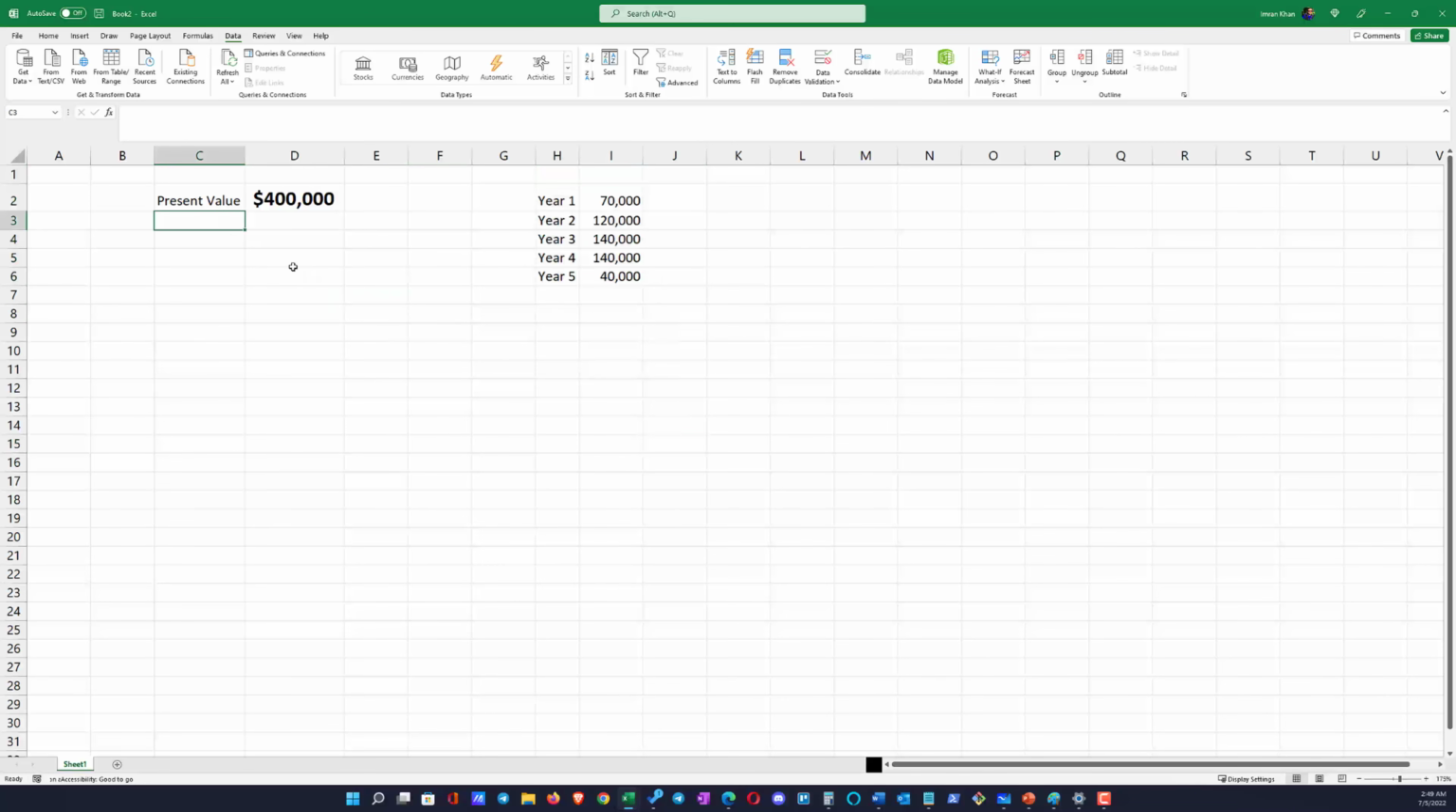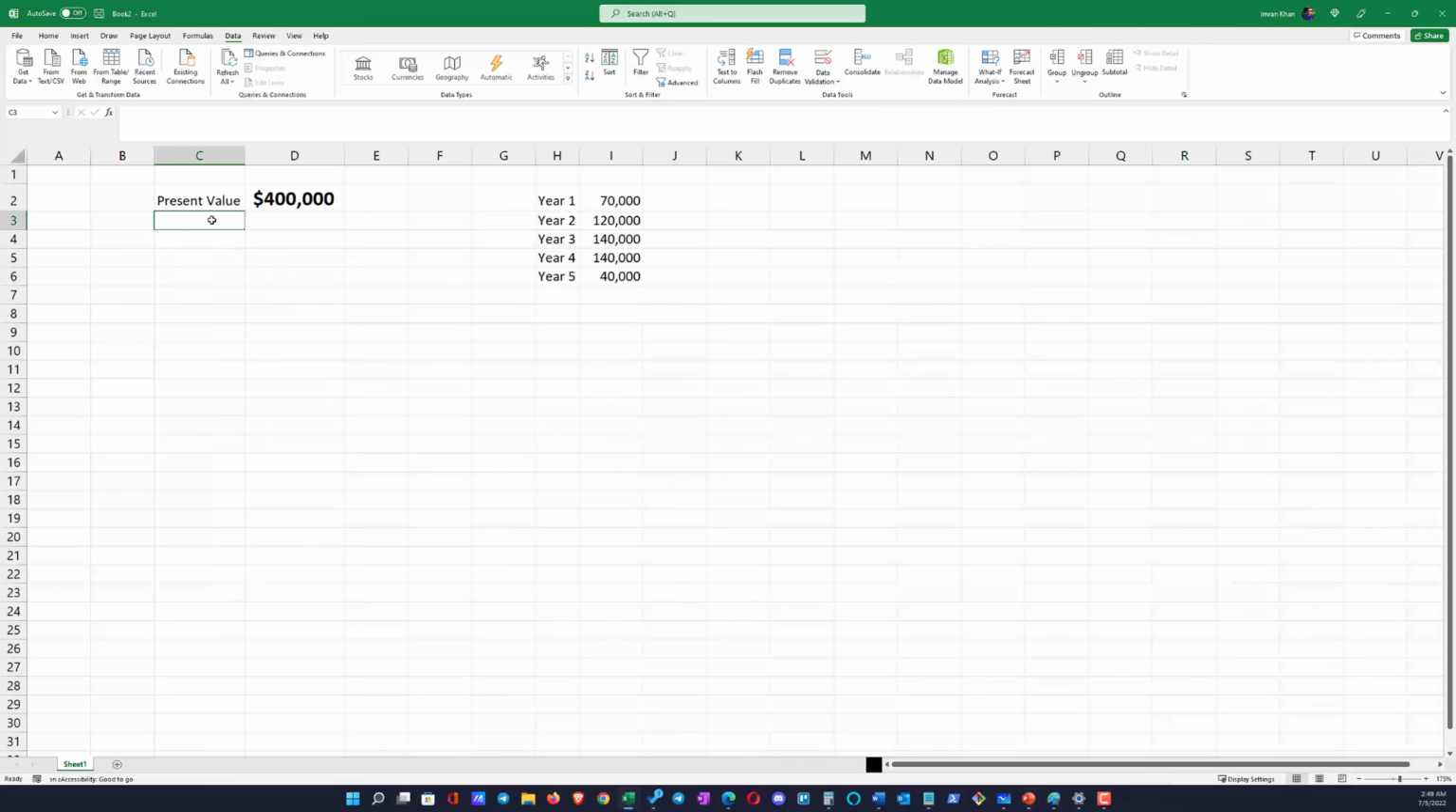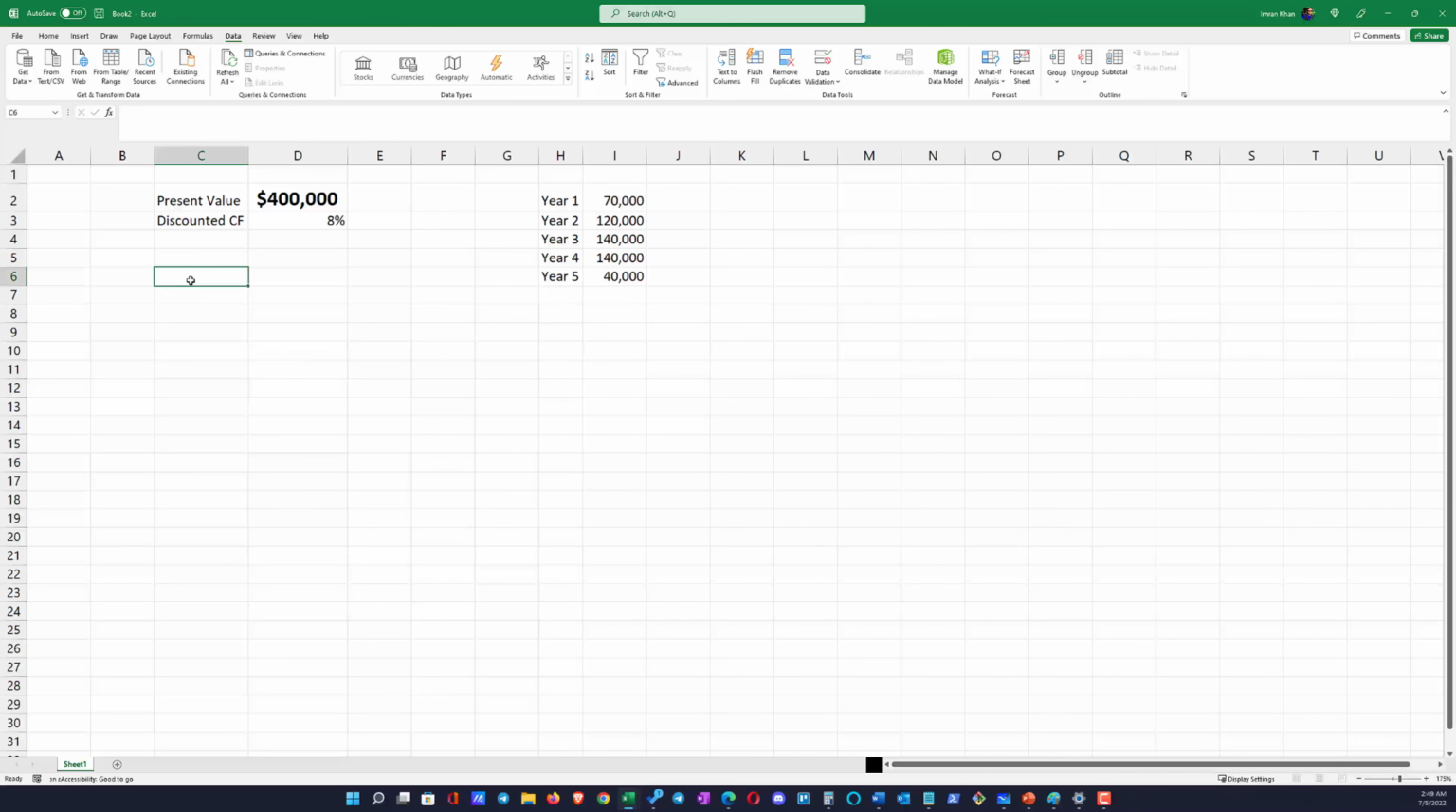Now the sum says discounted cash flow is 8%. Now we need to compute net present value. There are 4 steps that you need to learn for computing net present value. Step 1.